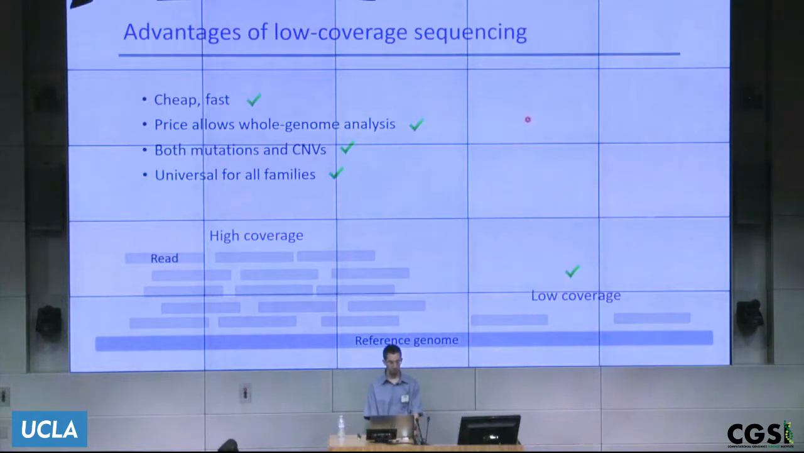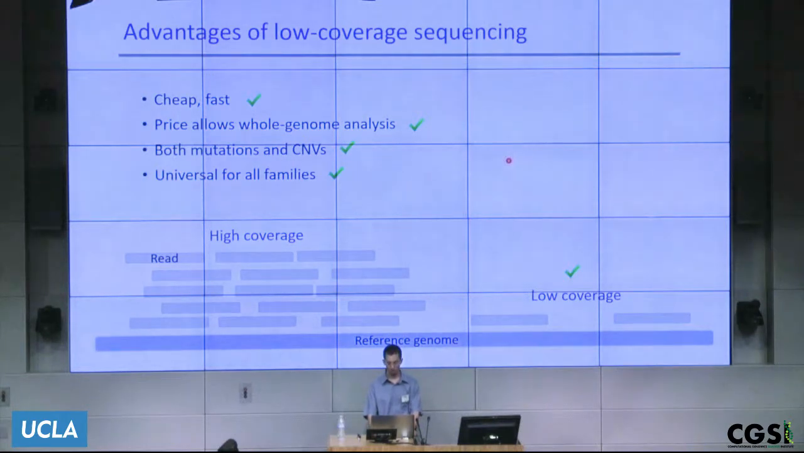Obviously, it is cheaper, faster, and the reduction in price allows us to test the entire genome, and thereby we could test both mutations and the complete number of variants, and we also don't need any family-specific preparations.